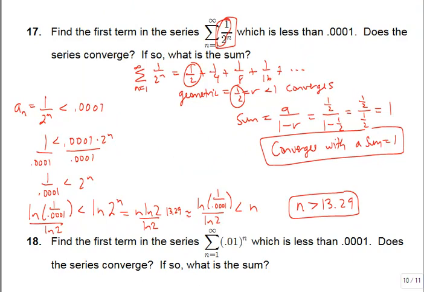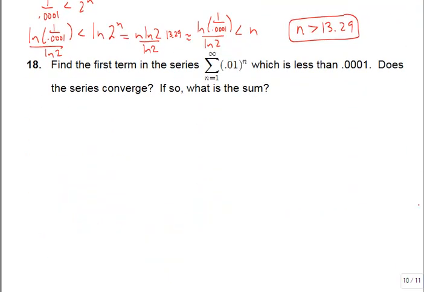Now we're going to do the same thing on this next example. We want the sum from n equals 1 to infinity of 0.01 to the n. We want to find the first term in that series, which is less than 0.0001. Does the series converge? And if so, what is the sum?